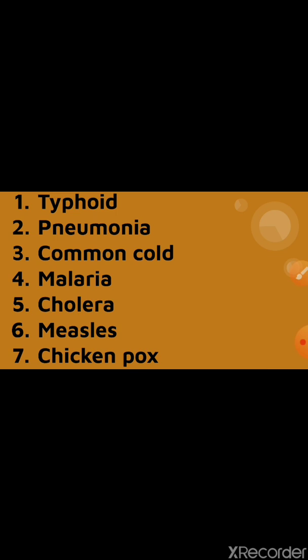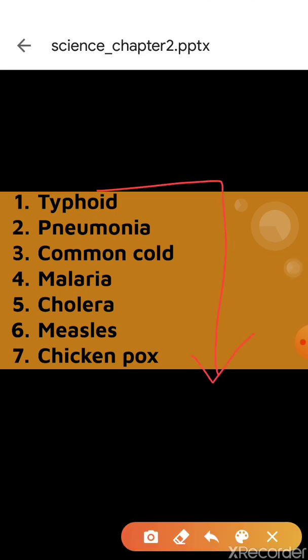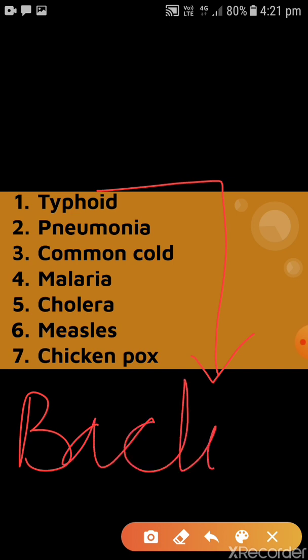So let's talk about typhoid. The pathogen responsible for typhoid is bacteria. Who is responsible for typhoid? Bacteria. It enters our body through contaminated food and water. So we should not eat uncovered food, children. Try to boil food so that it can be rid of the infectious bacteria. We should ensure that we are drinking safe water. If you are not sure that the water you are drinking is safe, please boil that water first before drinking.